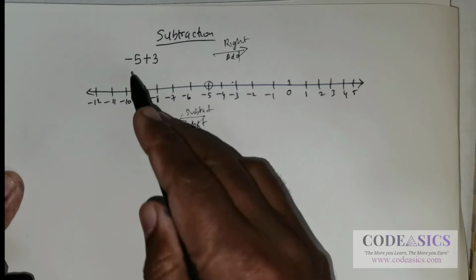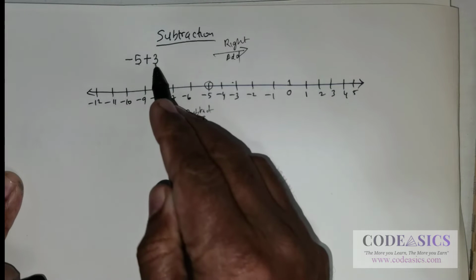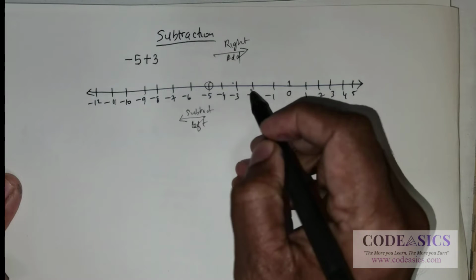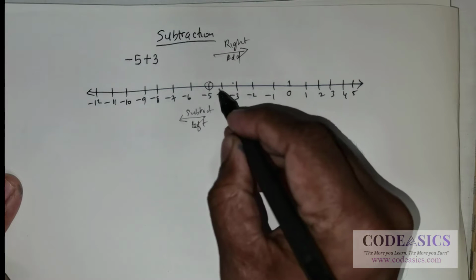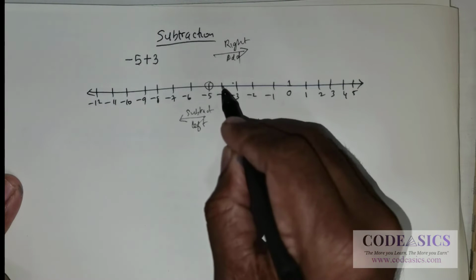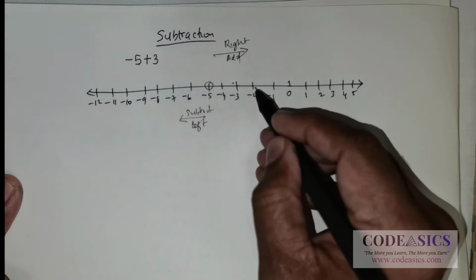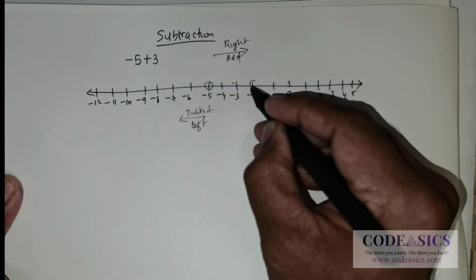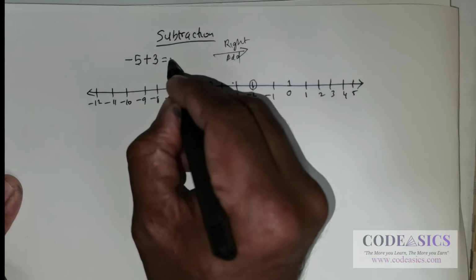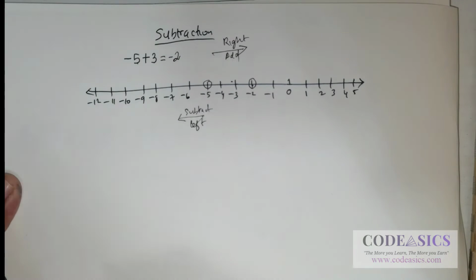Now I have negative 5. To negative 5 I'm actually adding positive 3. So count 3 from the right side of negative 5. So that's going to be 1, 2 and 3. So where did you land? You land at negative 2. So the solution for this is equal to negative 2 using the number line.